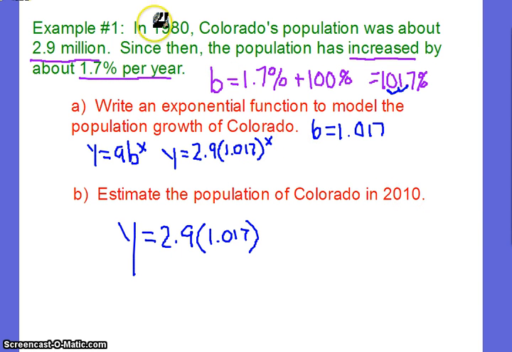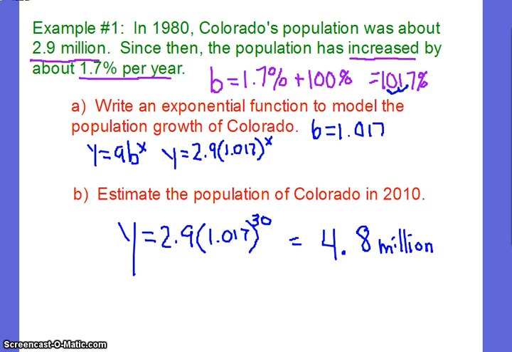We're looking at it from 1980 to 2010, and that's 30 years. So on your calculator, if you type that in, you end up with an answer of about 4.8 million, and that's the key. It's not 4.8 people, it's 4.8 million people. So if it continues to grow at a rate of 1.7% per year, in 30 years from 1980, there should be about 4.8 million people.